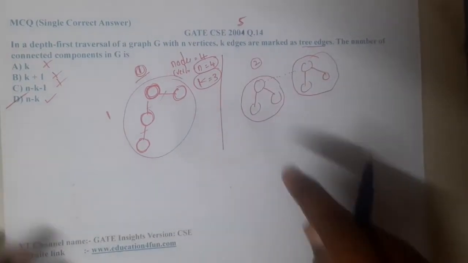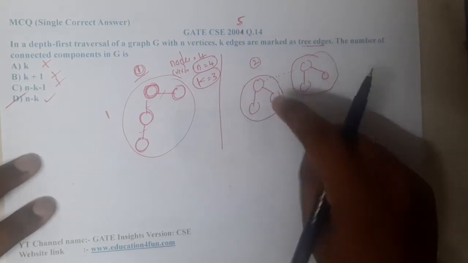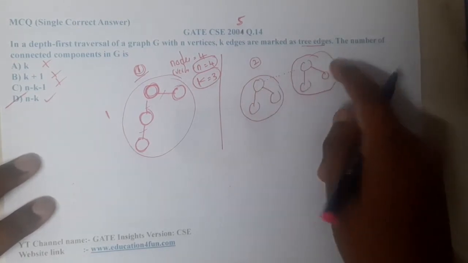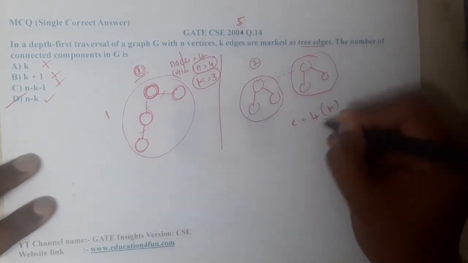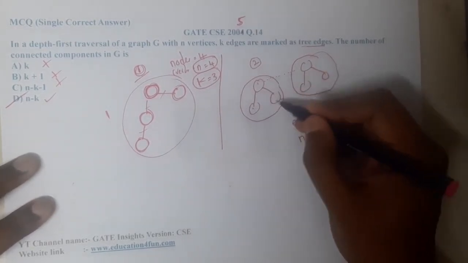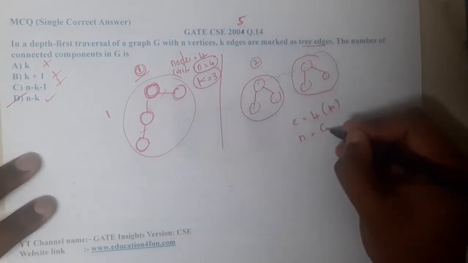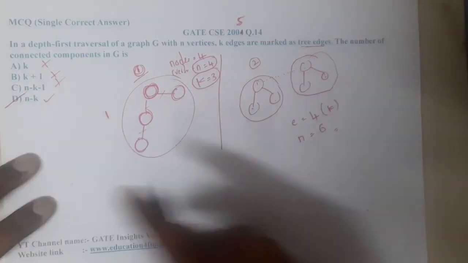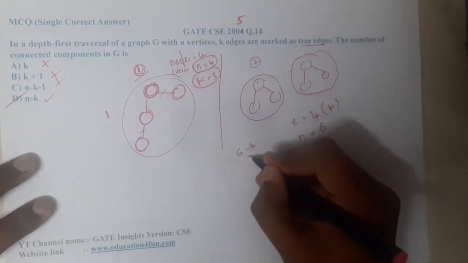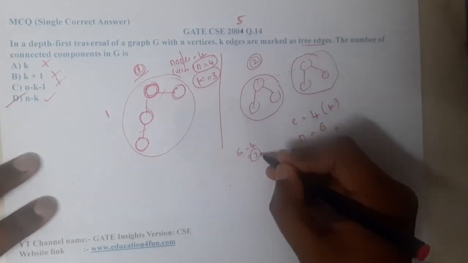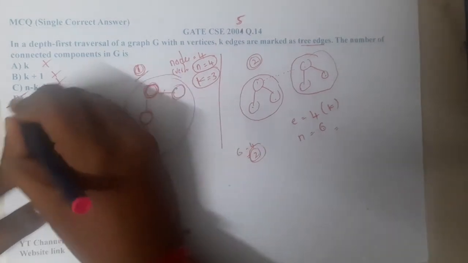Yes. Okay, so let us start. So how many edges are there in total? So 1, 2, 3, 4. So the total number of edges is equal to 4. That is nothing but k. Total number of nodes is equal to 1, 2, 3, 4, 5 and 6. Okay, so now if you apply the formula, that is nothing but n minus k. That is nothing but 6 minus 4 equal to 2. So how many components are there? 2. What we got? 2. Hence this option is absolutely correct.